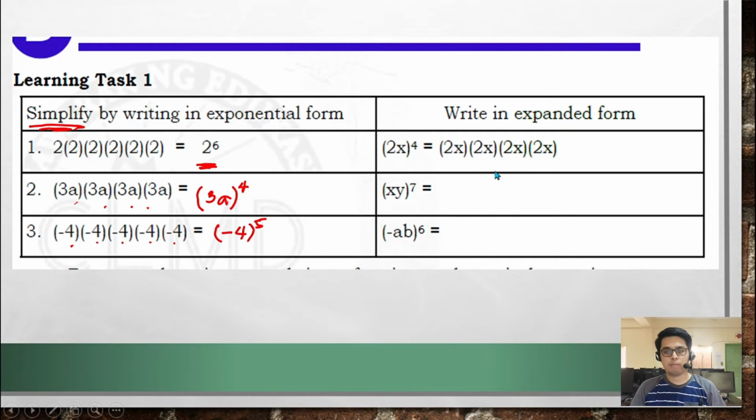Now, baliktad naman. Write in the expanded form. So, 2x quantity raised to 4. Ang expanded form niyan ay, syempre, apat na beses siyang magmumultiply. So, sulat natin ang sagot sa number 2, xy quantity raised to 7. So, yan ay 7 beses multiply sa kanyang sarili.